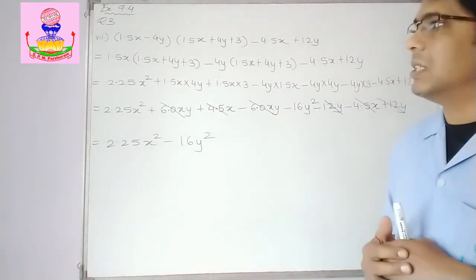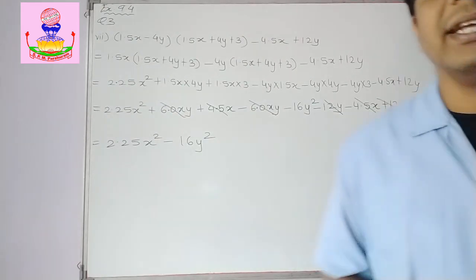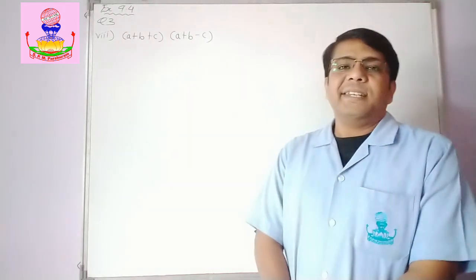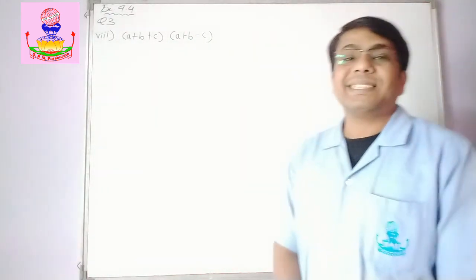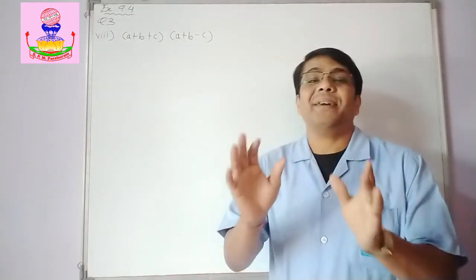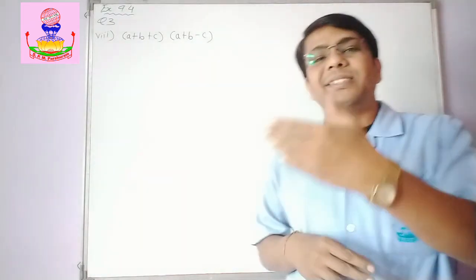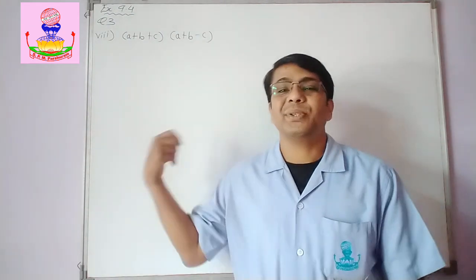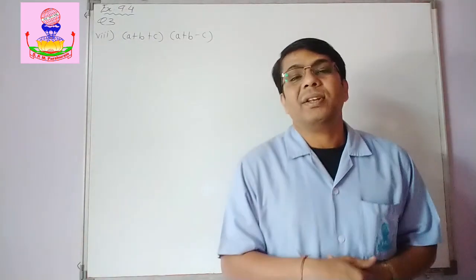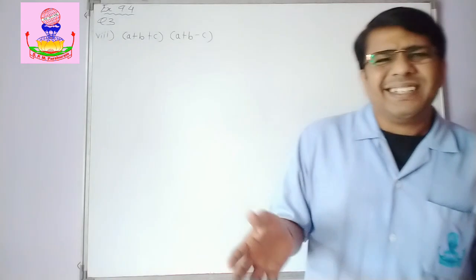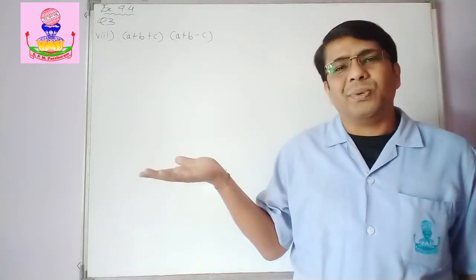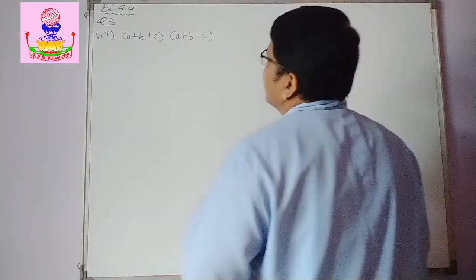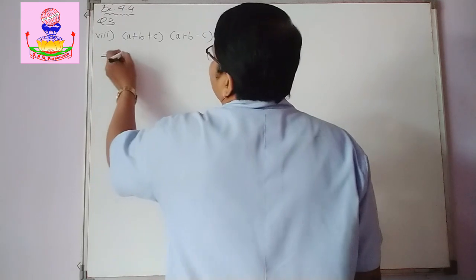Now let's move to the last example of this particular question, that is question number 8. Now see 8th one, a plus b plus c into a plus b minus c. Now this is trinomial by trinomial. Till now there was no such example where trinomial is multiplied by trinomial. We have seen binomial by binomial, binomial by trinomial. This is the only example where you will come across trinomial by trinomial. So nothing to worry about. You know what to do. Use the law of distributivity. So that's what we can do here.